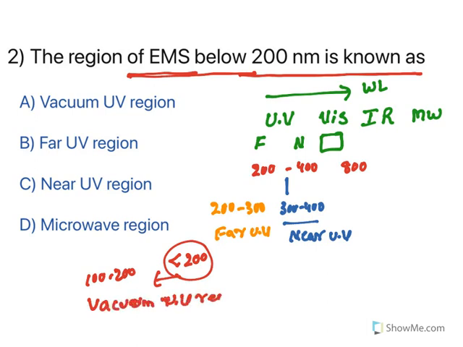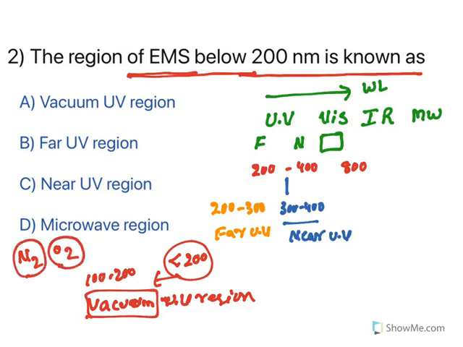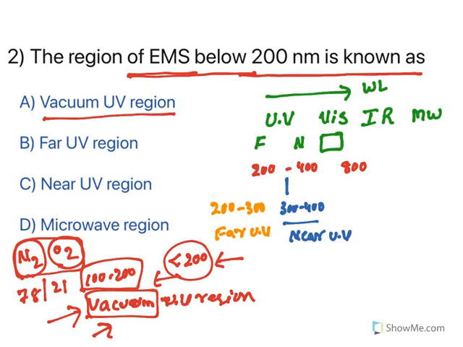Vacuum UV region. There is a reason for this name. Our atmosphere contains nitrogen and oxygen. 78% is nitrogen, 21% of atmospheric gas is oxygen. Both of these gases will absorb at this radiation. So if you want to conduct an experiment at this region, you need to flush out the atmospheric gases. That means you need to create vacuum. Hence, the region less than 200 nanometers is known as vacuum UV region. So the answer for this is that the region below 200 nanometers is known as vacuum UV region.